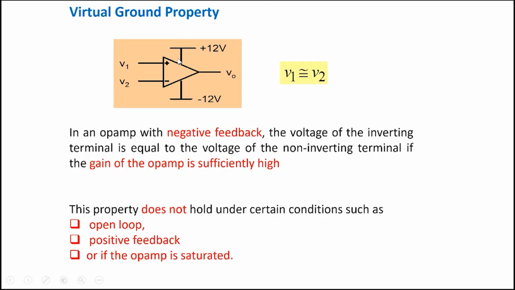So as long as these conditions are satisfied, that is, under closed loop condition with negative feedback and the op-amp is not saturated, then we can assume V1 is equal to V2.